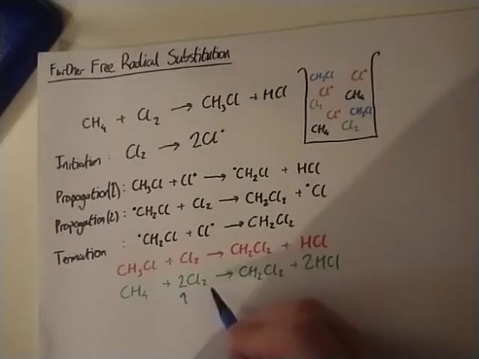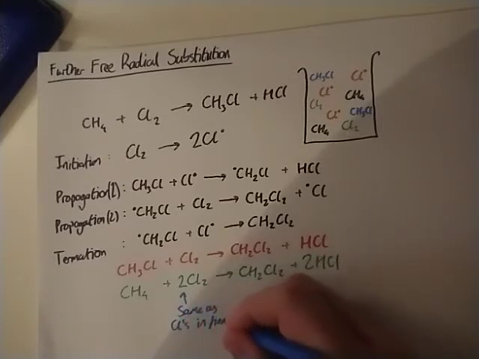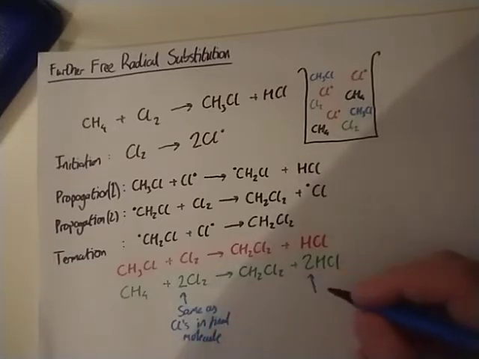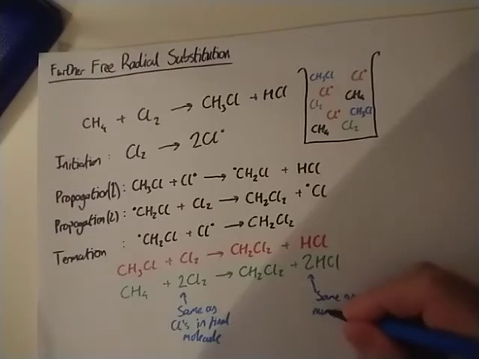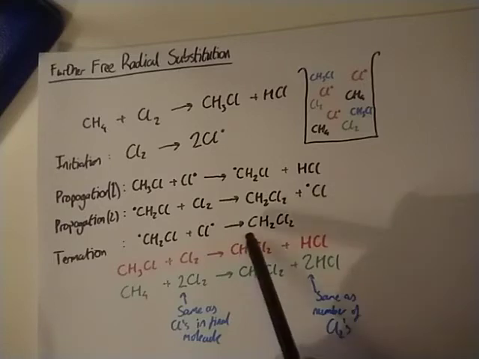So the number of chlorine molecules you need to start with is the same as the number of chlorines in the final molecule, and the number in front of the HCl is the same as the number of Cl2s that you've started off with. So one of the chlorines goes onto this molecule, one of the chlorines goes into the HCl. So that's further substitution, but there's no reason for it to stop here.